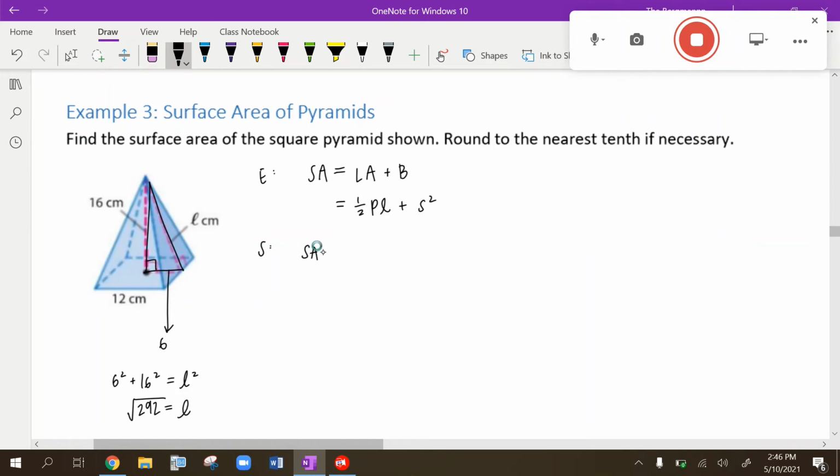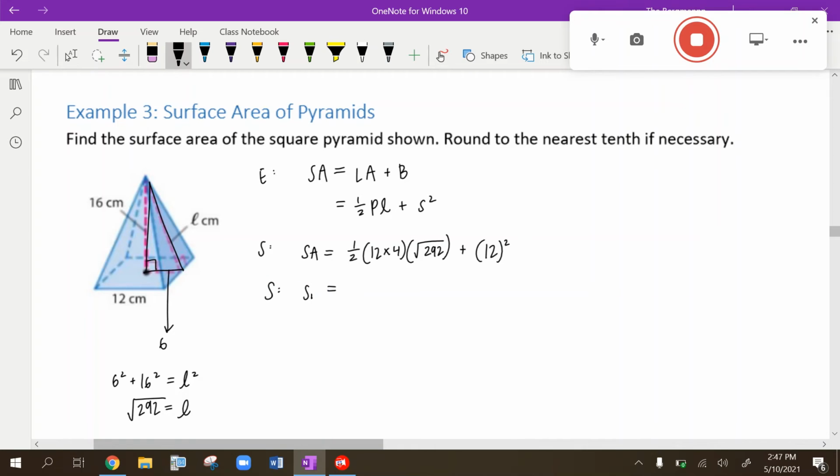Alright, so now let's substitute into our formula. We have 1/2 perimeter of the base. For the perimeter of the base, this is a square pyramid, so we'll have 12 times 4. Every single side, all 4 sides are 12. And L, we just found, is square root of 292. Next, we have to take plus the area of the base. I know the base is a square, so it's the side squared, so 12 squared.